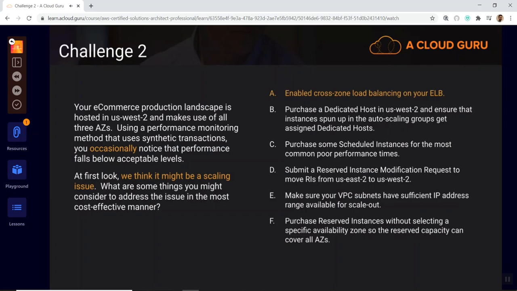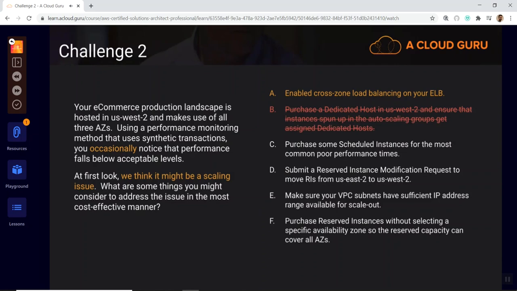Option B says we can purchase a dedicated host in US West 2 and ensure that our instances spun up in the auto-scaling groups get assigned to the dedicated hosts. On the surface, this sounds like a good idea, but it's flawed in one important way. And that's that dedicated hosts can't be used in auto-scaling groups. And if you think about it, this makes sense because dedicated hosts have a finite capacity. And if we're trying to use it in an auto-scaling group, that kind of assumes that we have an infinite capacity. That's why dedicated hosts aren't supported, because once we hit that capacity, then there's nowhere else to go. So I'm going to eliminate this one.